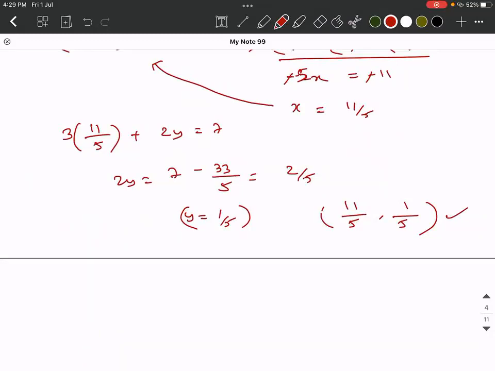You can do that. Whatever you do, you will get 35 minus 33 by 5. 7 minus 33 by 5. 35 minus 33, 2. 2 by 5. So 2y is equal to 2 by 5. Y will be equal to 1 by 5. Right? So you have learned something new today.